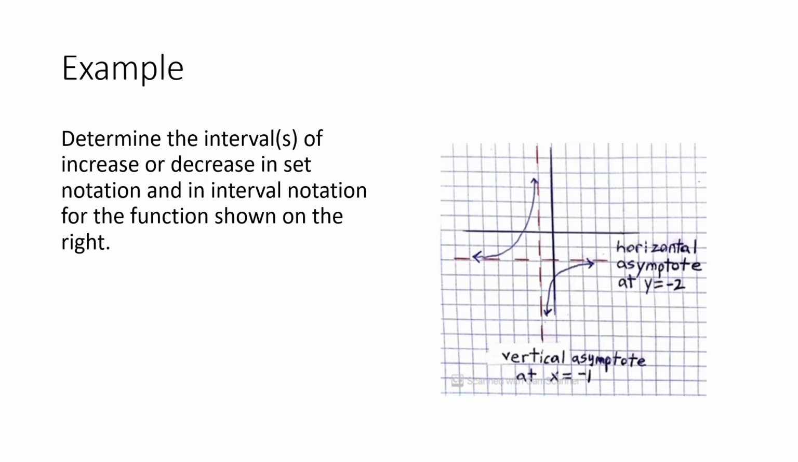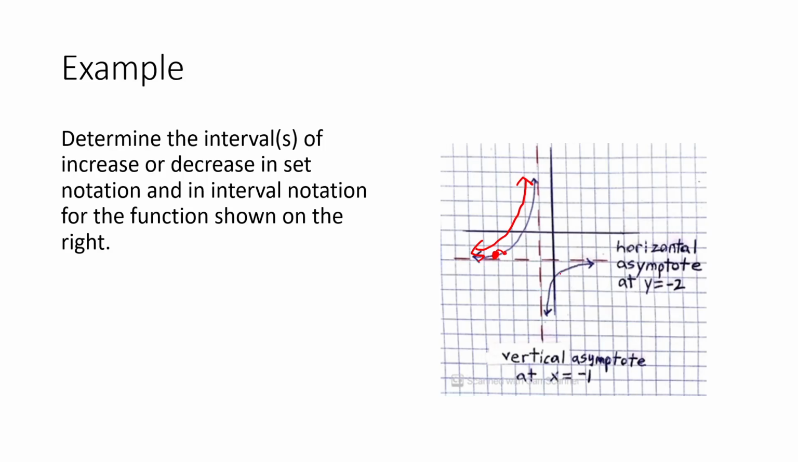Now, let's determine the intervals of increase or decrease in set notation and interval notation for the function shown on the right. Well, we see here that this whole part of the curve right here is an interval of increase. It's an interval of increase because if I'm a little guy standing at some point on the curve, if I take a minuscule step to the right, an infinitesimally small step, I will go up. That makes it an interval of increase.